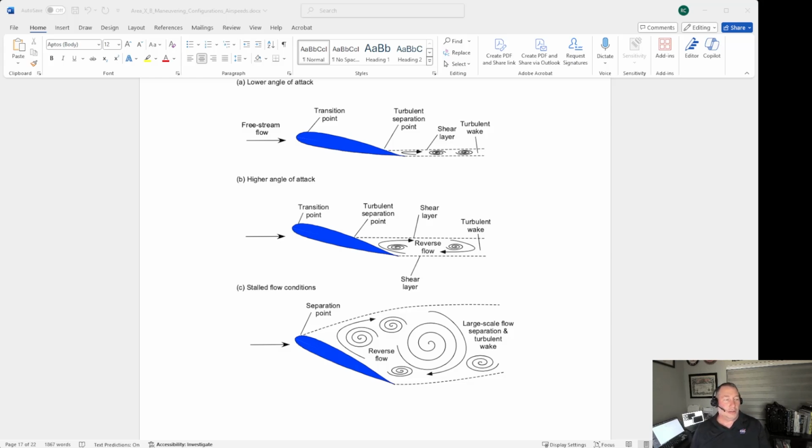Now, taking a look at the lower drawing, item C, it calls out stalled flow conditions, where the separation point is right about that transition point depicted in the upper drawings. This wing is fully stalled at this point. It's generating virtually no lift and quite a bit of drag. That's a stall.